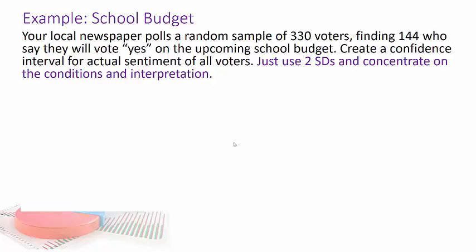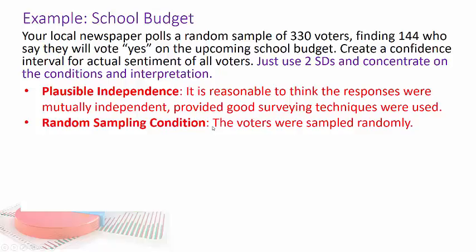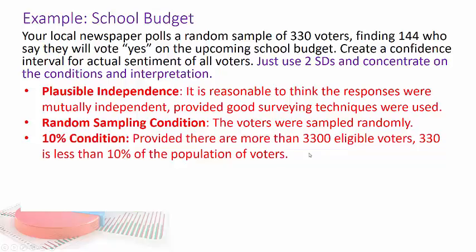Conditions and assumptions. So first of all, plausible independence. It is reasonable to think the responses were mutually independent, provided, and you might need to be saying this, provided that good surveying techniques were used, all right? Because they could have polled in some location that introduced bias. We don't know. They do say it's a random sample of 330 voters. So that meets the random sampling condition. The voters were sampled randomly. 10% condition, provided there are more than 3,300 eligible voters, 330 is less than 10% of the population of voters.